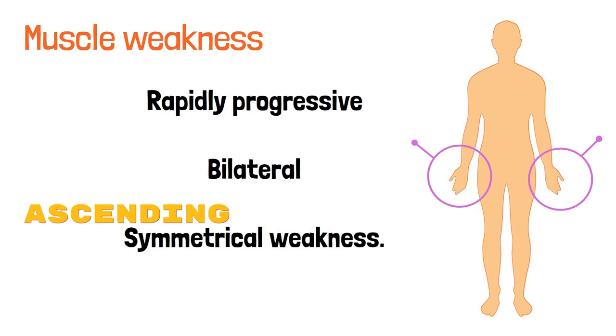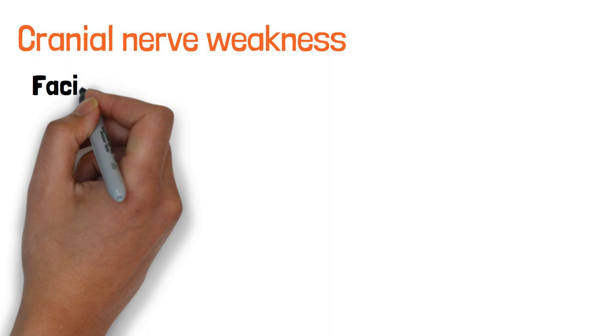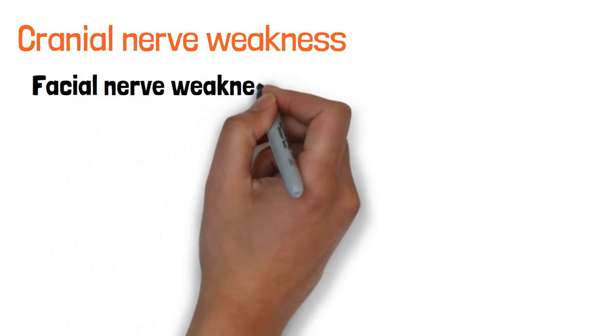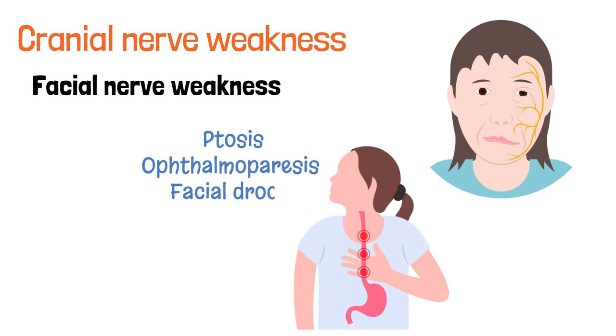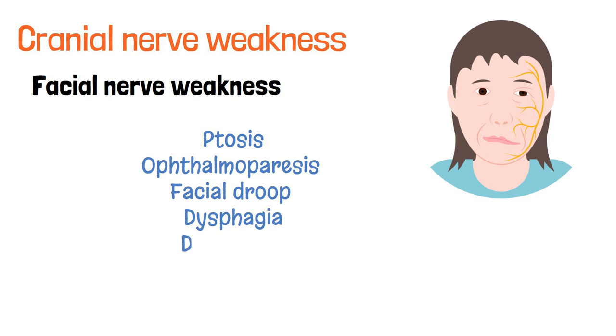So what are the cranial nerve lesions? The most frequently observed lesion is facial nerve weakness, but they can also have lesions in cranial nerve 3, 5, 6, 9, 10, and 12. So these patients can present with ptosis, ophthalmoparesis, facial droop, dysphagia, dysarthria, and disorders in the eye, and in severe cases, they can have tonic pupils.